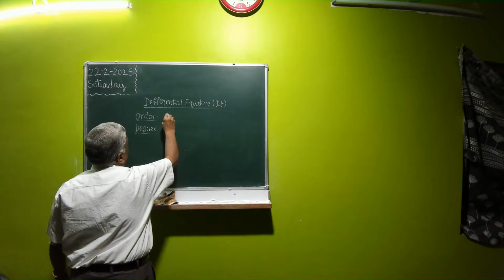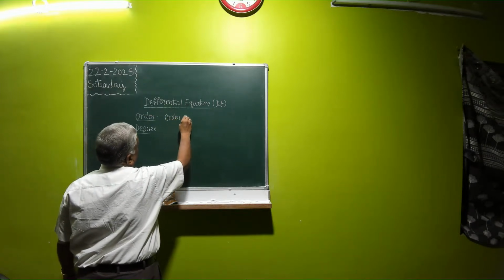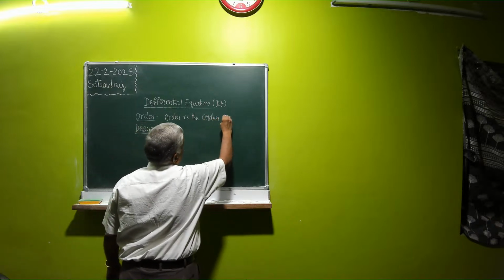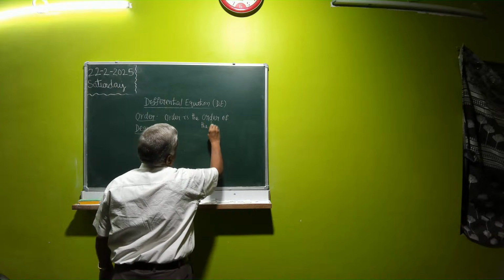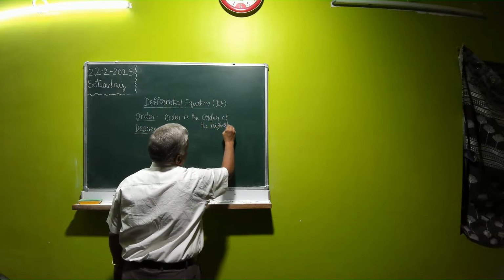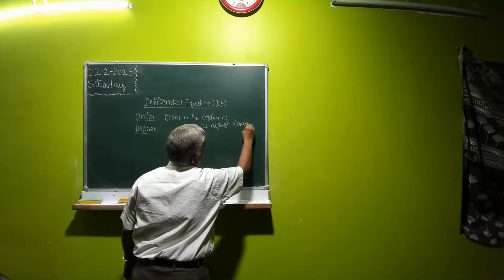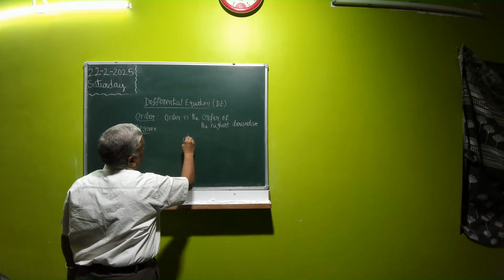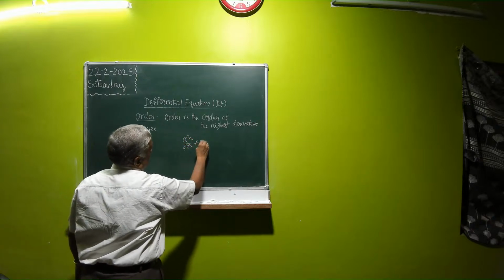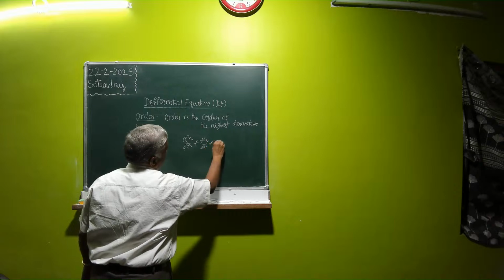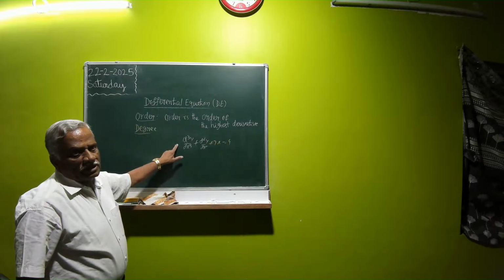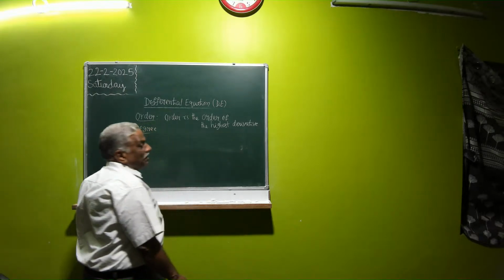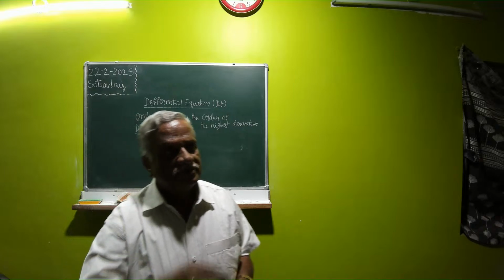What is order? Order is the order of the highest derivative. That is not difficult. Supposing I have got d cube y by dx cube plus d square y by dx square plus 7x plus something. The highest derivative is 3, so we say the order is 3. So it is very simple to identify. But you always get a question, find order and degree.